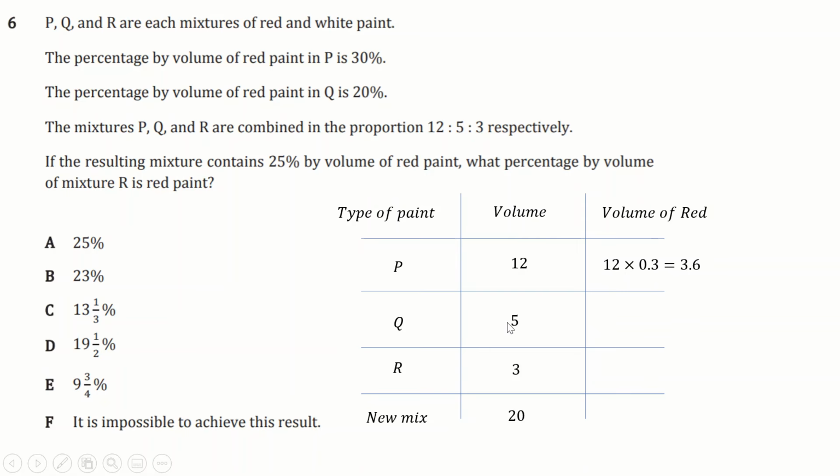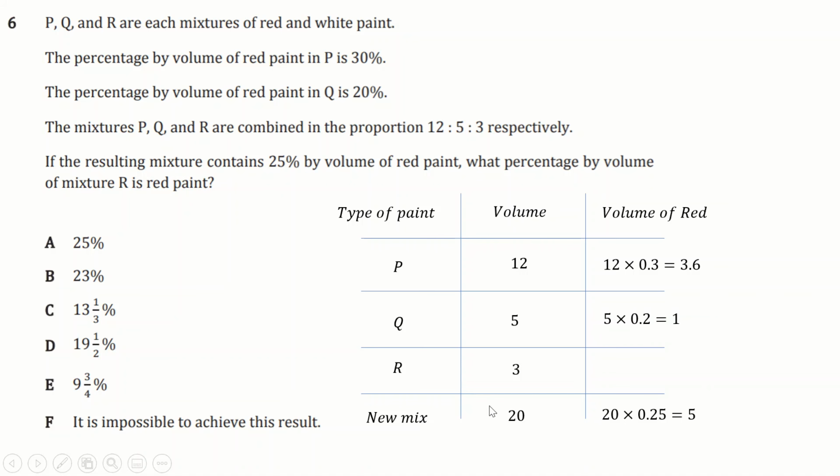Now the volume of red in Q, well, there's 5 litres of Q and 20% of Q is red. So 5 times 0.2 is 1. And now 25% of the new mix is red, and I've got 20 litres of that. So 20 times 0.25 is 5. But of course, this is the total. The new mix is the total, right?